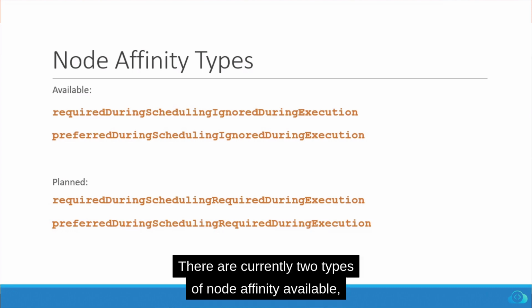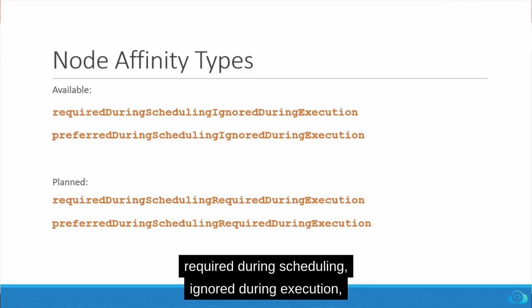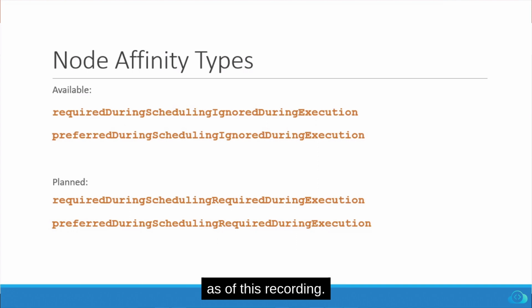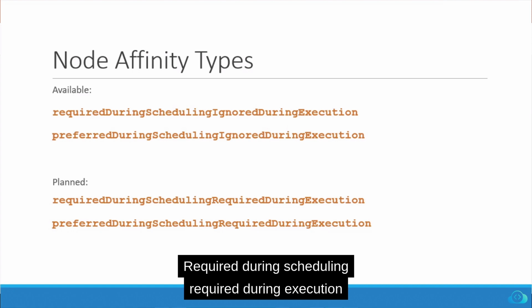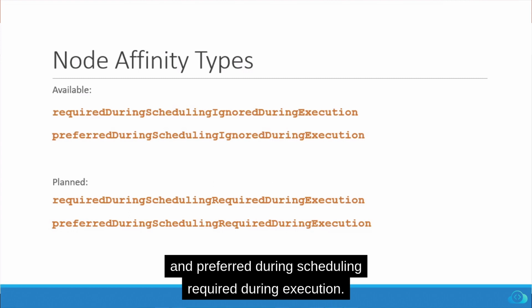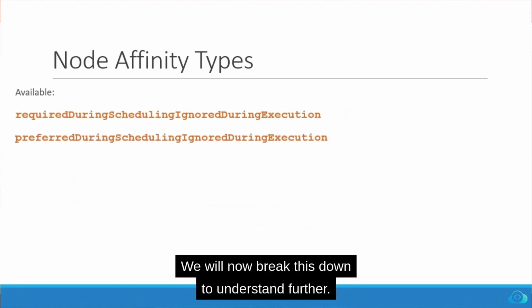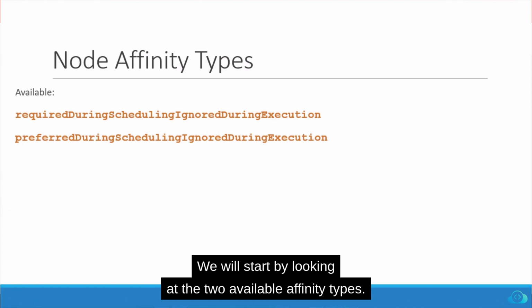There are currently two types of node affinity available: required during scheduling, ignored during execution, and preferred during scheduling, ignored during execution. And there are 2 additional types of node affinity planned as of this recording: required during scheduling, required during execution, and preferred during scheduling, required during execution. We will now break this down to understand further. We will start by looking at the 2 available affinity types.